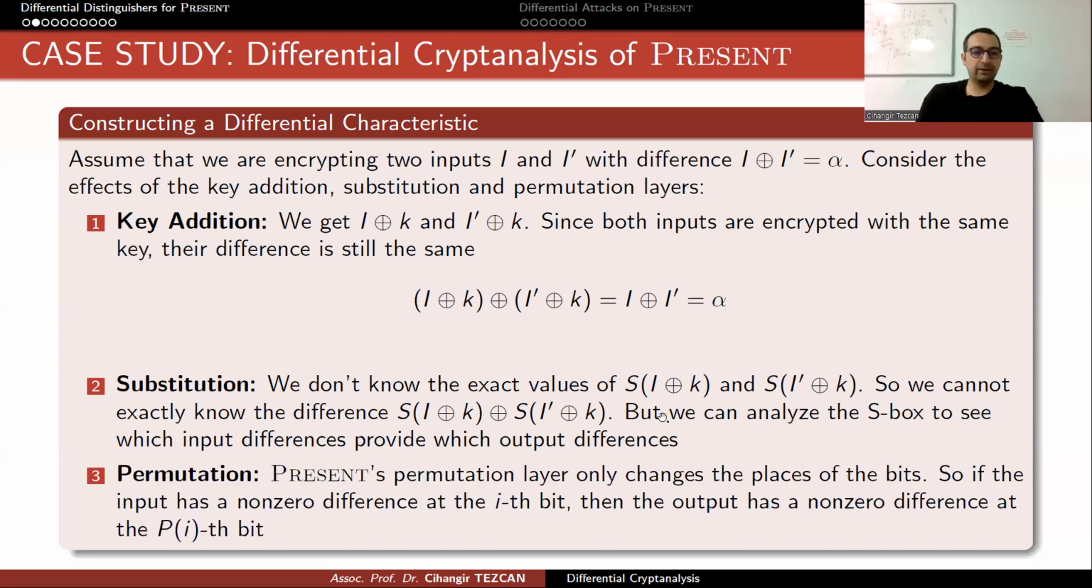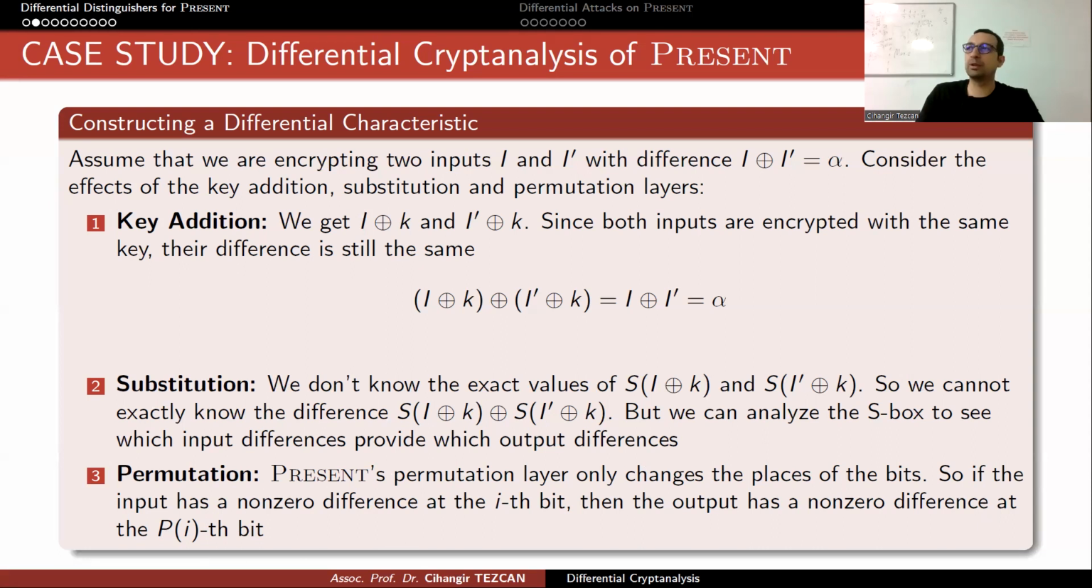But we had a final layer called the permutation layer. Let's look at PRESENT's permutation layer. It only changes the places of bits, right? So there's a permutation called P. If the input is the ith bit, the output may be the jth bit, something. We don't know, but the ith bit goes to the place of the jth bit. That is it. So if the input has a non-zero difference at the ith bit, then the output has a non-zero difference at the P(i)th bit. So the bit flip you observe in the input, you observe after the permutation. As you can see, this is a linear operation for us.